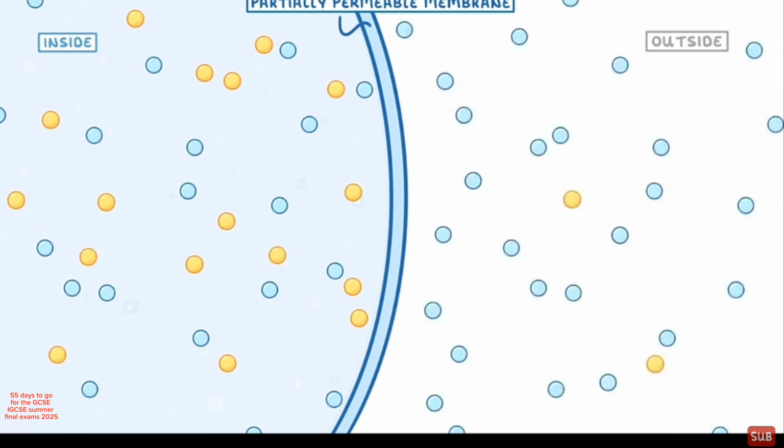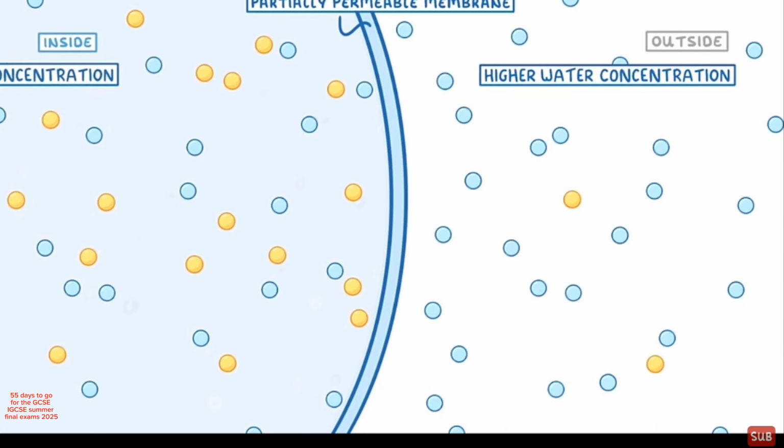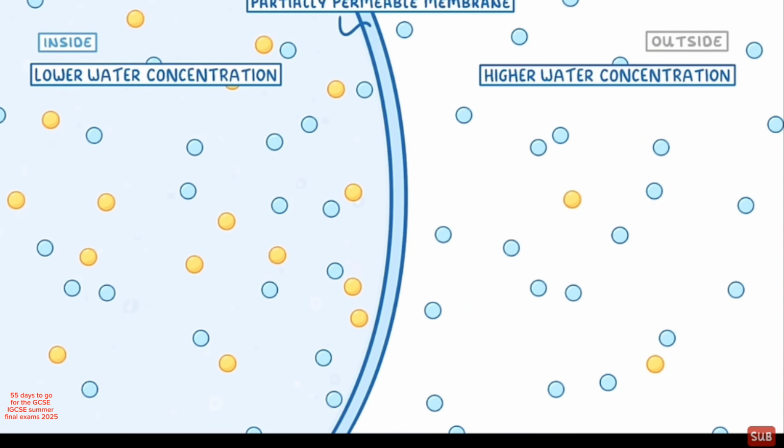In this case, the outside of the cell has the higher water concentration because there aren't many solutes, and so the inside of the cell has the lower water concentration. This difference in concentration means that water particles will diffuse from the outside of the cell down the concentration gradient into the cell. And it's this process of moving from a region of higher water concentration to a region of lower water concentration that we call osmosis.